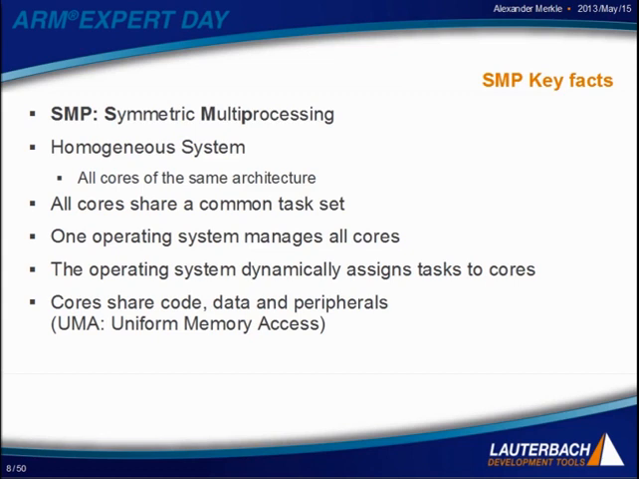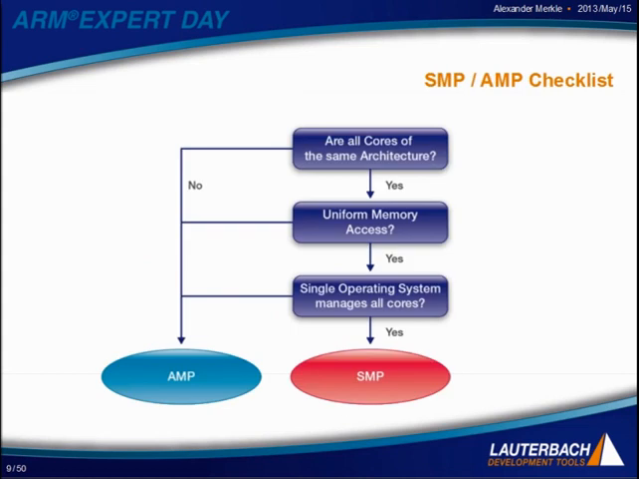So how can I detect whether I have an AMP case or an SMP case? We saw these key facts on the last slide. I show you here a simple condition graph. If your cores are all of the same architecture, they have the same instruction set, they understand the same code, you might have an SMP system.